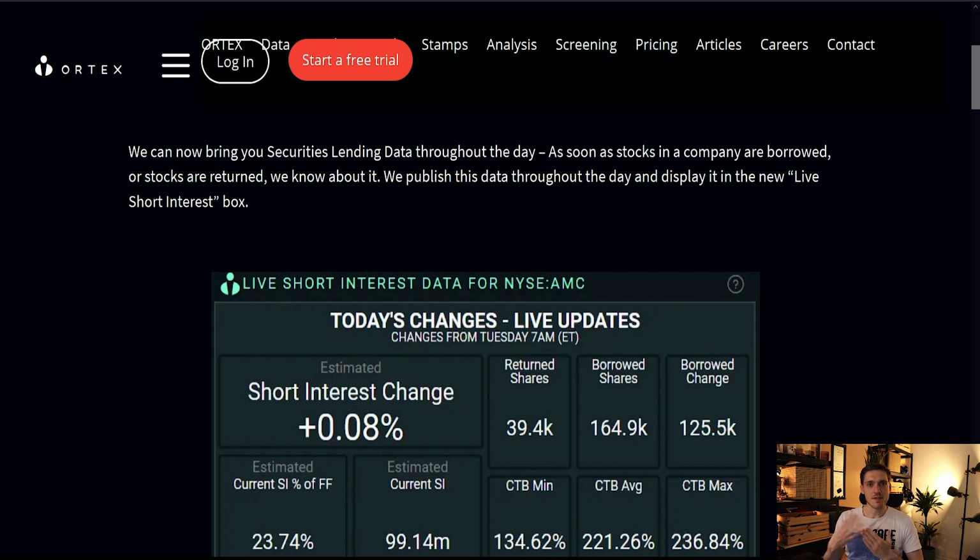So as I've mentioned, these short interest numbers are usually reported twice per month, but there are also some platforms that provide you with real-time updates. For example, Ortex, you can find over here that as soon as these stocks are borrowed in a company or as soon as these stocks are returned, they know about it, and then they publish this data throughout the day and display it in the new live short interest box. So that is Ortex, but this is a paid service. I believe you need to pay about $60 per month.